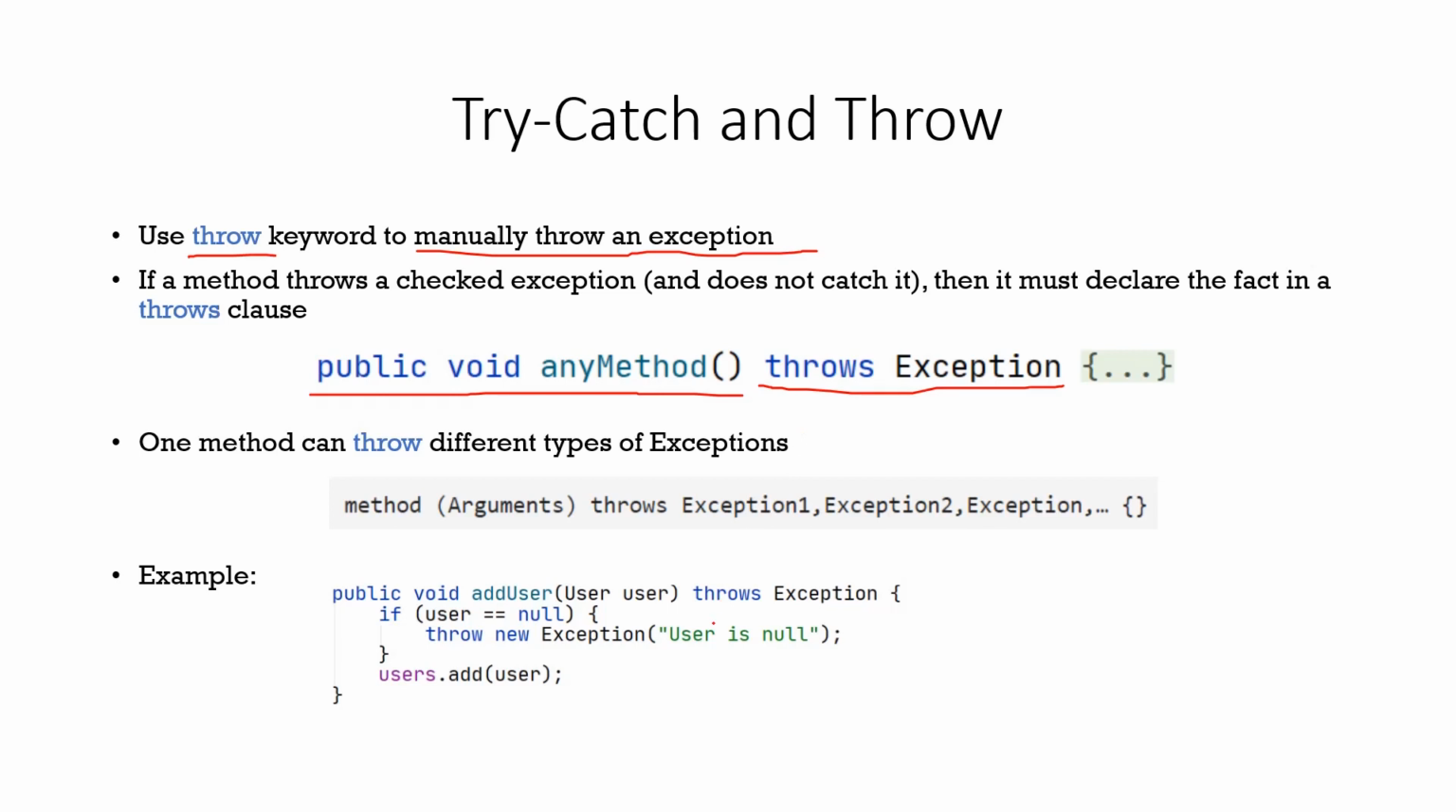And here, if we take a look, let's say that we have a method called addUser with a parameter, an object user of the class User, and it throws Exception.